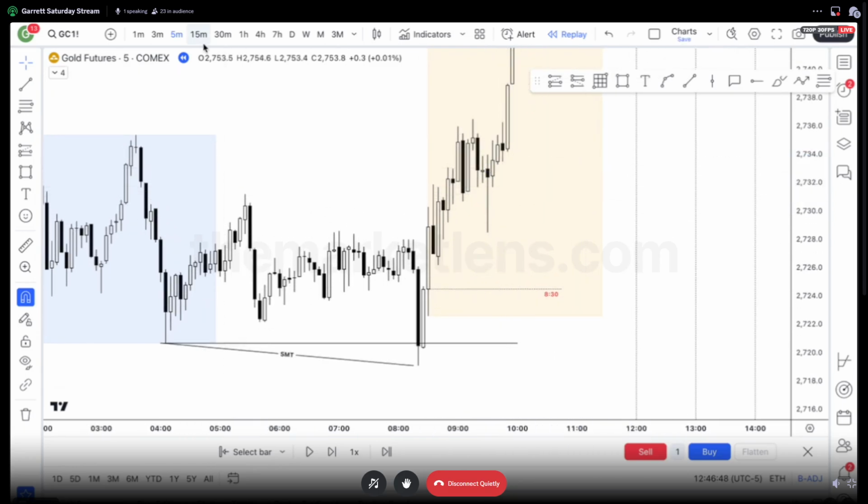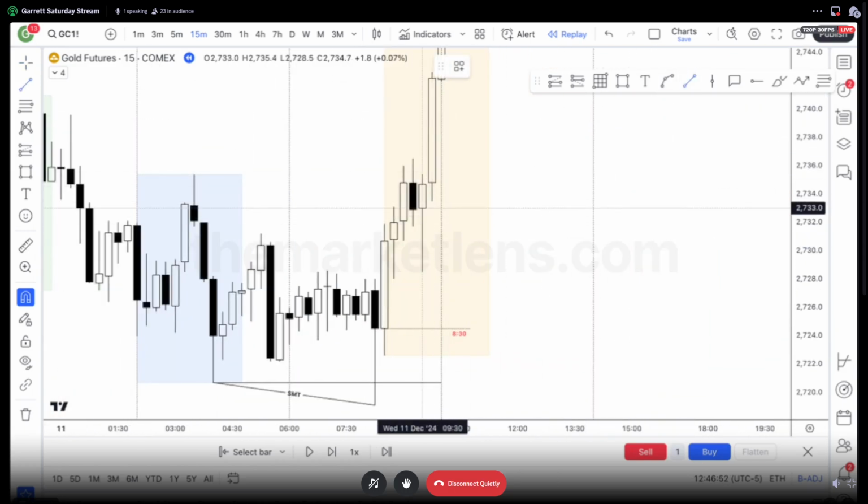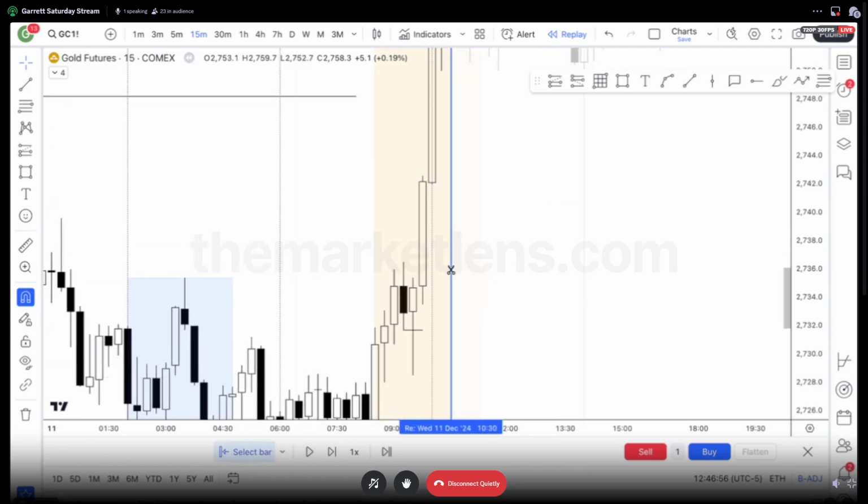There's a couple more ways you can enter this as well. There's a 15-minute, 1-minute fractal model possibly here. We can look inside of this candle. Just curious.